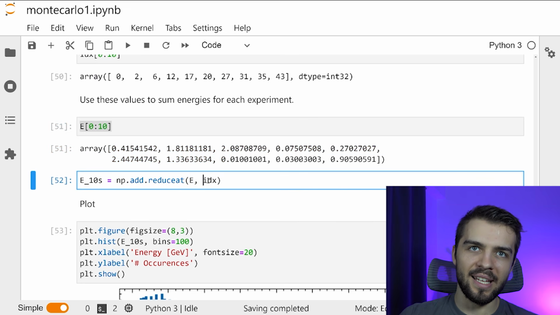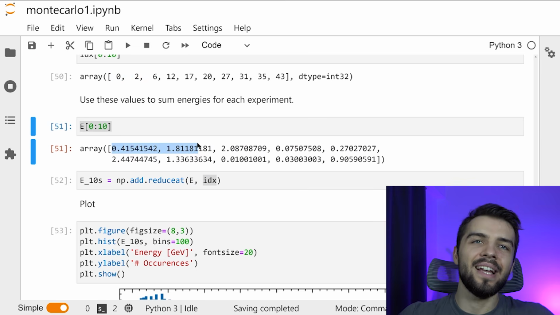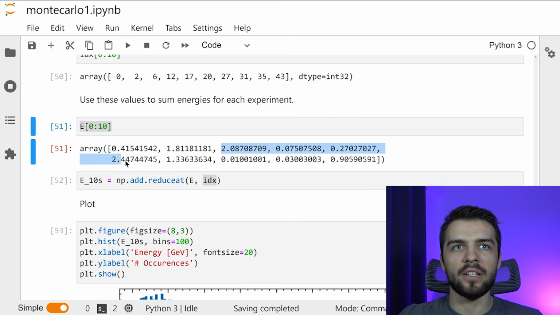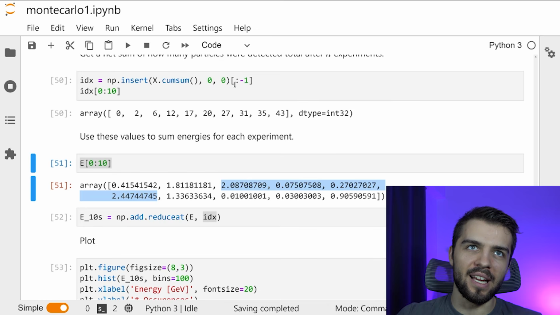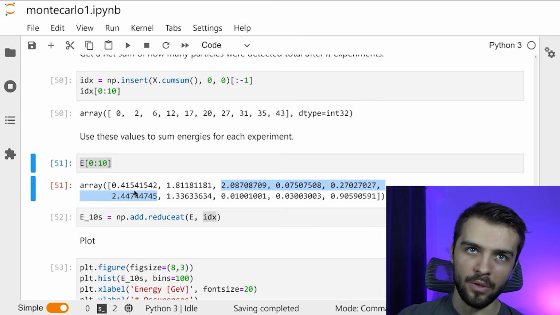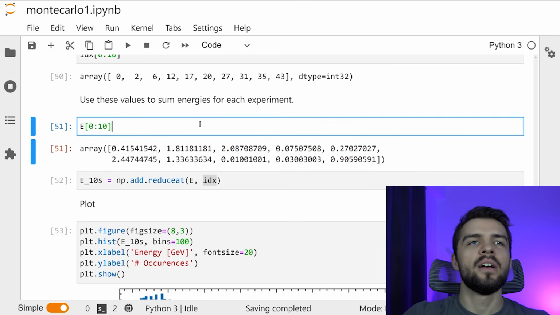np.add.reduceat with e and index. So it will sum consecutive elements like this. It'll sum the 0 to 2, it'll sum these together. That's the first element of the new array. 2 to 6, it will sum these 4 energies together, right? That's the second experiment. There were 4 energies, and the elements in this index that I generated here from x, which is the number of particles, is the sum of these 4 energies, and that gives the total energy, and then on and on. So that's what reduceat does in Python, in NumPy.